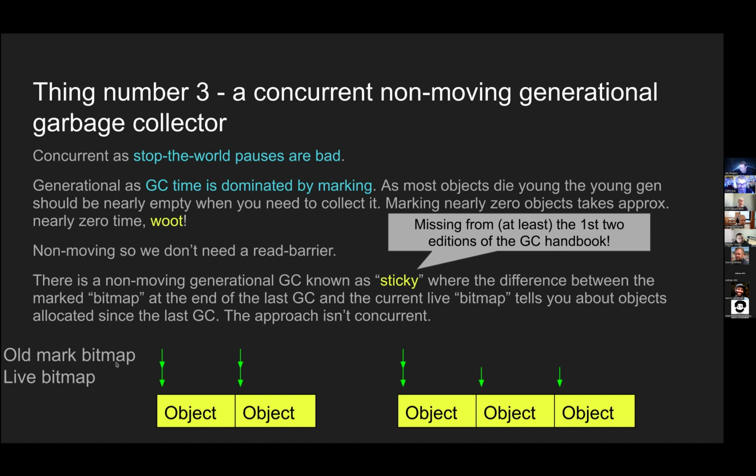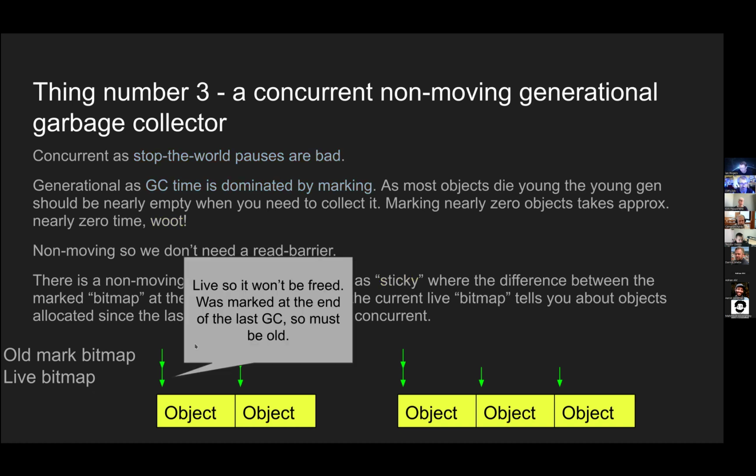But the trick is that you hold on to the bitmap at the end of the last GC cycle, which tells you what was live at the end of the last GC cycle, and then you've got this new live bitmap. And the difference between the 2 bitmaps tells you what your new objects are. And when you come to mark, you only need to mark the new objects because you don't want to mark the old gen. So you don't do the transitive closure of the old gen stuff unless your write barrier is telling you to do that.